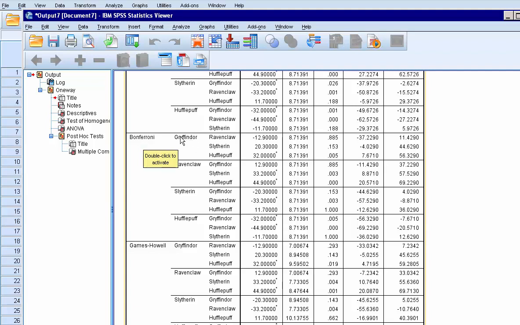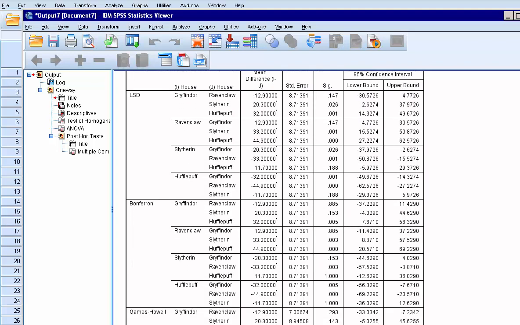And we see that Gryffindor compared to Ravenclaw, when we look at our significance, which is this column, is not significant. So you cannot say there's significance here. Gryffindor compared to Slytherin, it's also not significant. So there's no difference; we failed to reject the null here and here, right? There's nothing happening between those two because we probably didn't have enough data to find a difference.